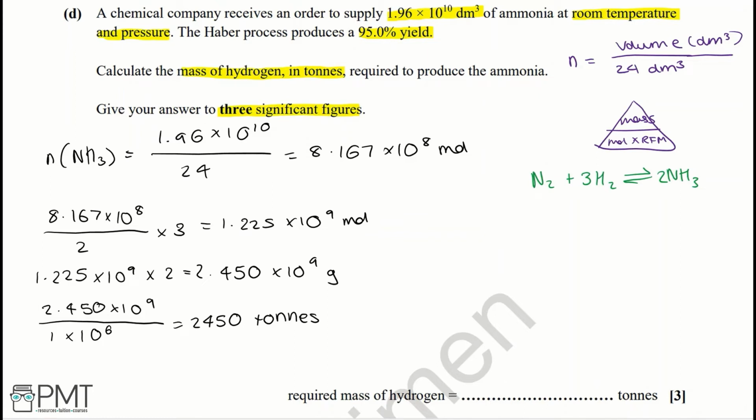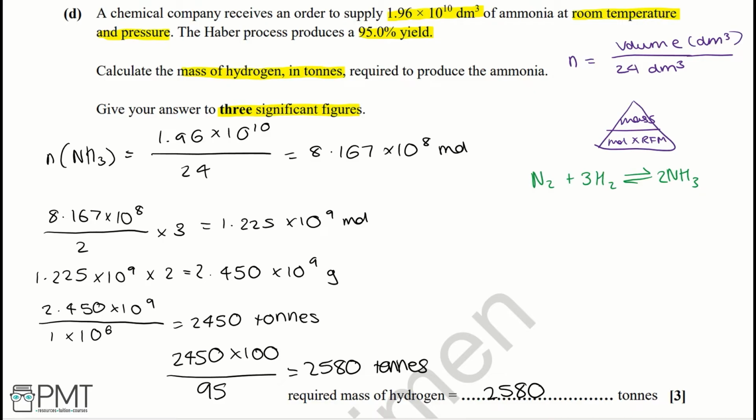And then finally we need to work out how much we need to get a 95% yield, because this is if it was 100% yield, so we need slightly more. And so working out the mass that we need for a 95% yield, we do 2,450 multiplied by 100 divided by 95. And that will give us 2,580 tons, which we can then write on the answer line, 2,580. And that is to 3 significant figures, which is what the question has asked us to give our answer to.